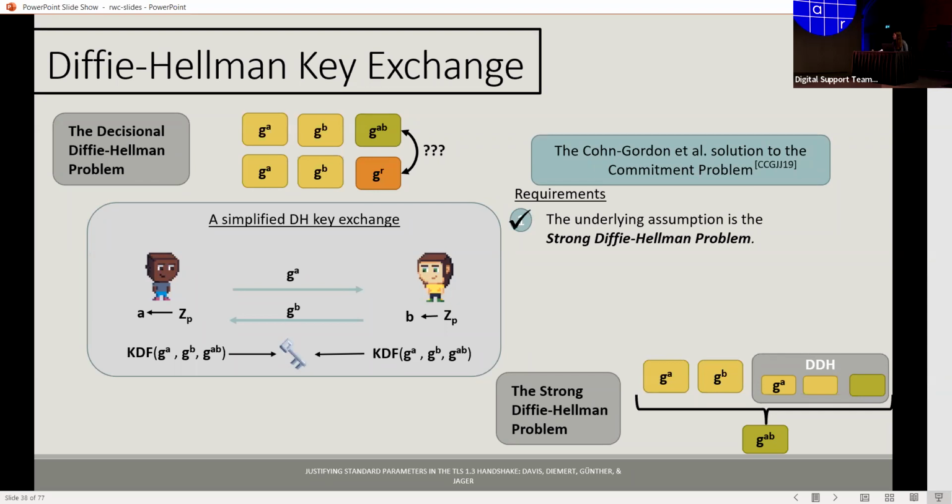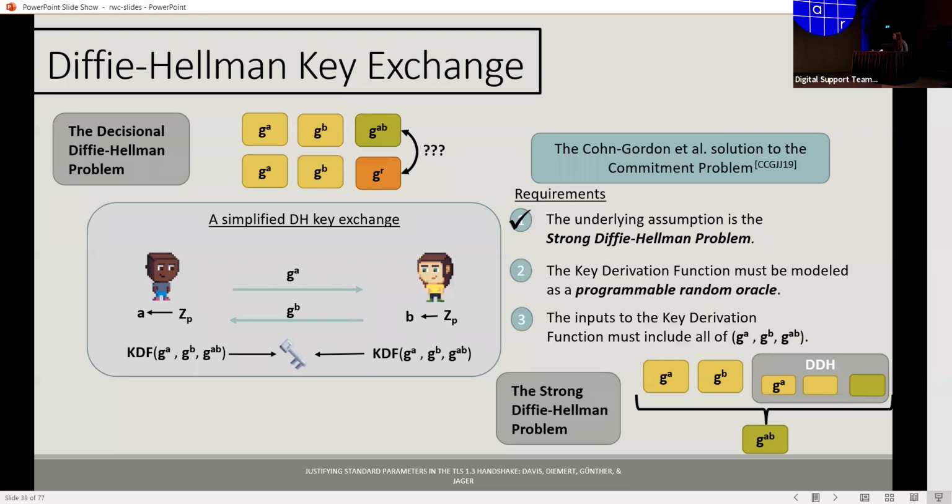Changing assumptions to achieve a tighter bound is generally an ill-advised strategy, but we're not actually doing that here because the prior bounds for TLS 1.3 depend implicitly on strong Diffie-Hellman through the PRF-ODH assumption. The other two requirements for the Cohn-Gordon method are that the key derivation function should be modeled as a random oracle, and it should have both Diffie-Hellman shares and the Diffie-Hellman secret as inputs all at the same time. These two requirements extend a little less naturally to TLS 1.3.